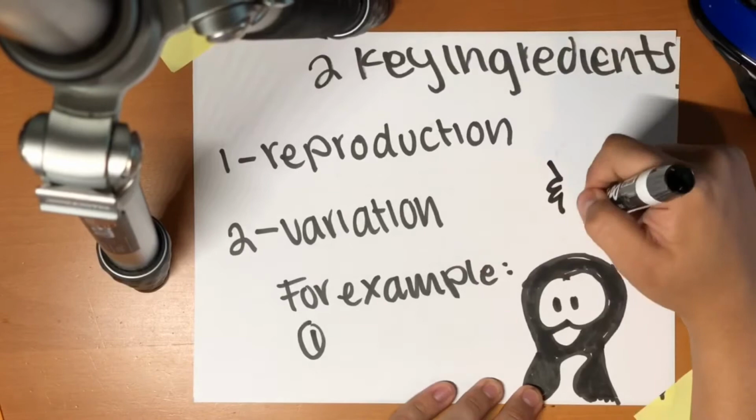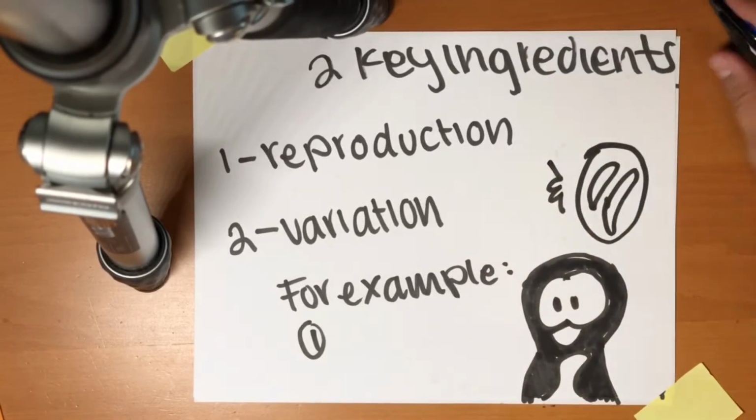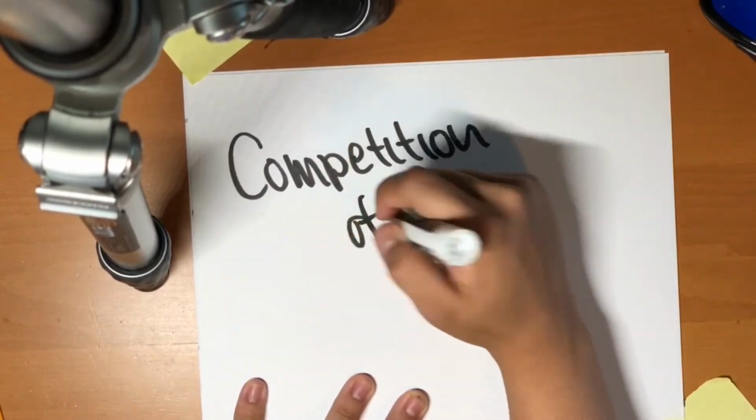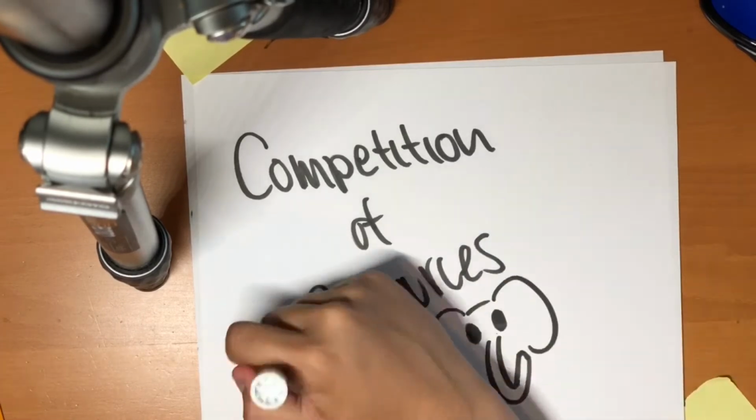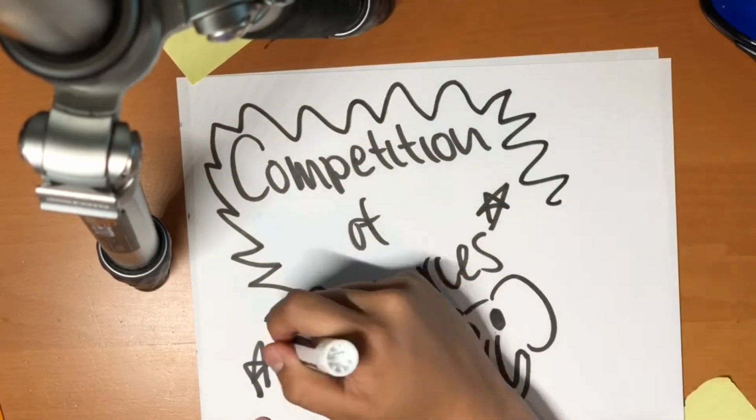Now, the environment can't support every individual that's born. Maybe it's too dry or wet for some of them, maybe the food up in the trees is not enough, or maybe it's just really cold. Whatever it is, organisms compete for resources.